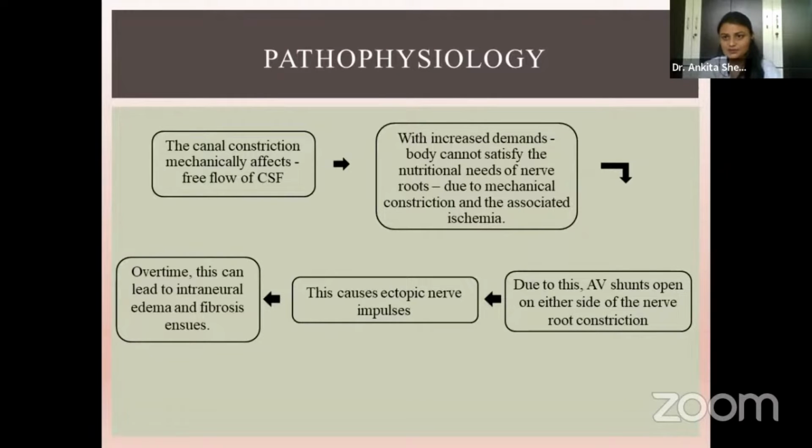Also, with extension, the pain aggravates and with flexion, it reduces. Why is it so? The answer is here. As there is a reduced canal diameter with extension, it further increases the demand on the cauda equina, leading to this compromised flow. Whereas with flexion of the lumbar spine, this increases the spinal canal diameter, which helps in satisfying the nutritional needs again. So the patient is better with flexion and worse with extension.